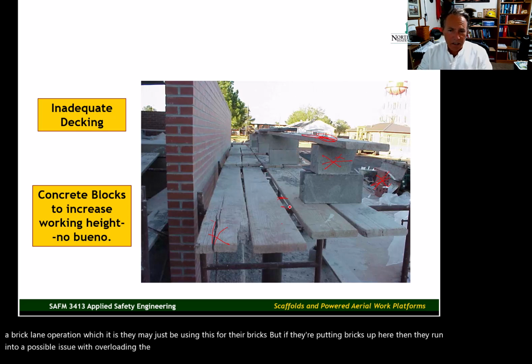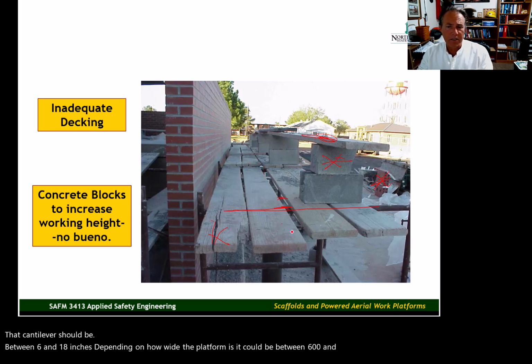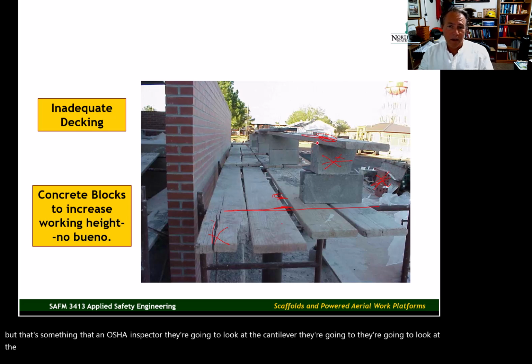We also have cantilever issues, going back to the issue of cantilever. That cantilever should be between 6 and 18 inches, depending on how wide the platform is. It can be between 6 and 18 inches. So it could be good, but that's something that an OSHA inspector is going to look at. They're going to look at the cantilever, they're going to look at the gap, they're going to look at this additional structure on top of the platform and think, well, is somebody standing on top of that?